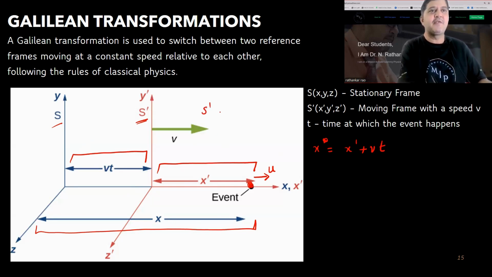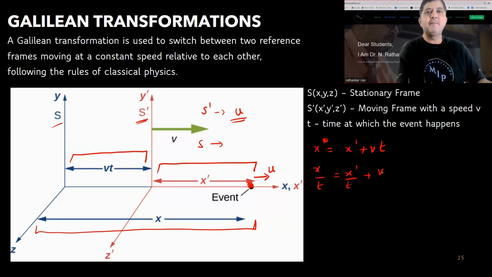In the S dash frame, the speed of the particle is u, which I have already defined. In the S frame, what is the speed of the particle? That's what we are going to ask. To get to know about this equation, I divide this by t on both sides. When I divide this, I get x by t is equal to x dash by t plus v.